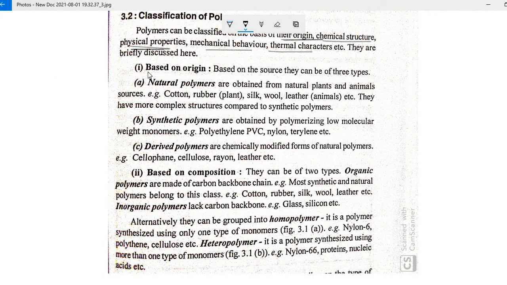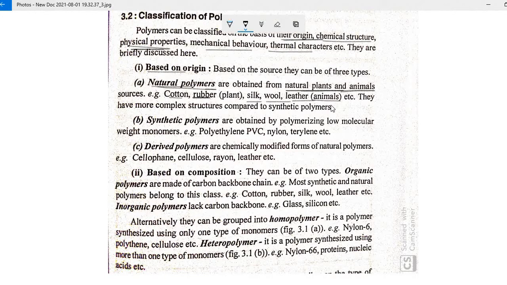Okay, तर based on origin मध्ये बघा, natural polymers. The polymers which are obtained from natural plants and animals are known as natural polymers. तर तुम्हा सगळ्यांना बेस्ट एक्झाम्पल आहे पॉलिमरचं, की आपण बघू शकतो की रबर is a natural polymer. Then examples are cotton, rubber, plant, silk, wool, leather, animals. Okay, so these are the natural polymers obtained from natural plants and animals.